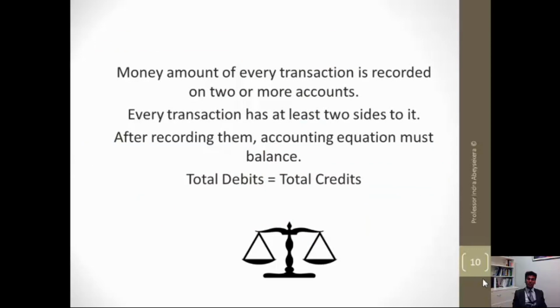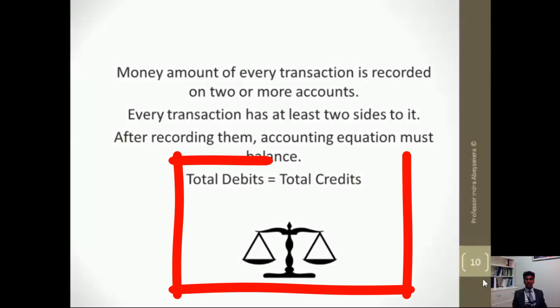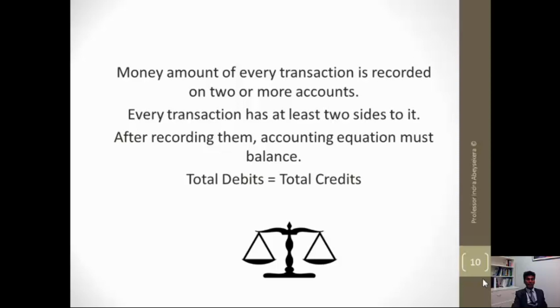So these amounts in transactions are recorded in 2 or more accounts. These items have various accounts, and when we record transactions, we record in 2 places or in more than 2 places. But when we record it, the total debits must equal total credits, and the accounting equation balances.